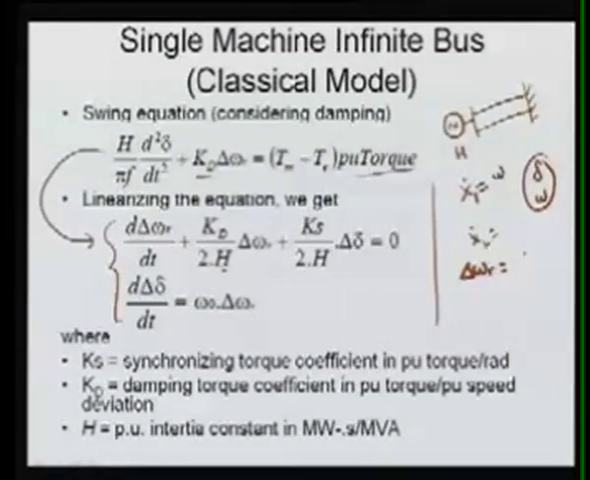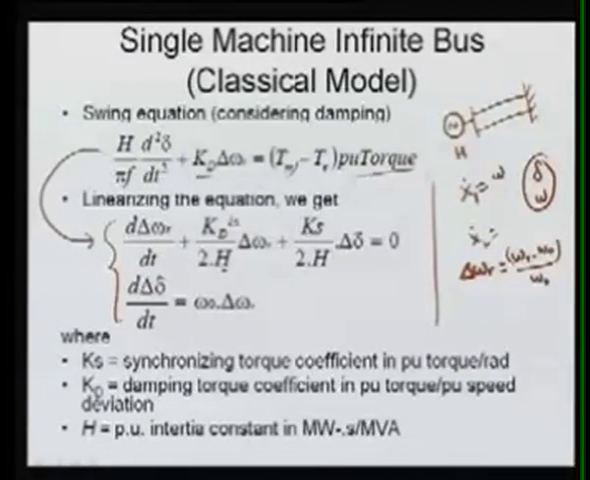in per unit, and that is defined as omega r minus omega naught divided by omega naught. So this is this value. Your H is of course in seconds, Kd is the damping torque coefficient in per unit torque divided by per unit speed deviation. However, your synchronizing torque coefficient is in per unit torque divided by radian. So we have included the damping coefficient here as well.